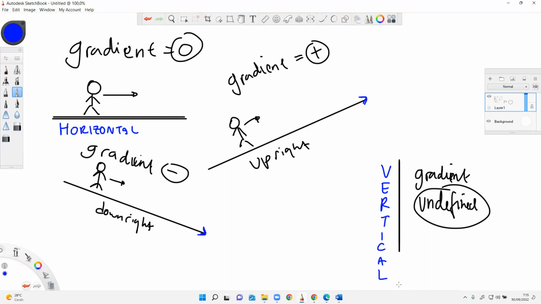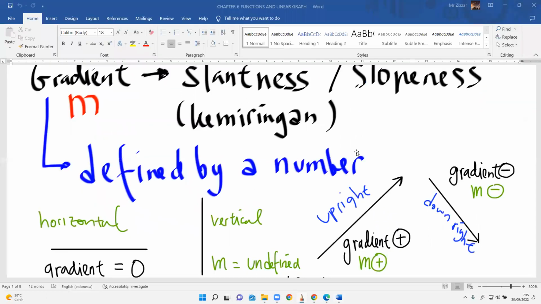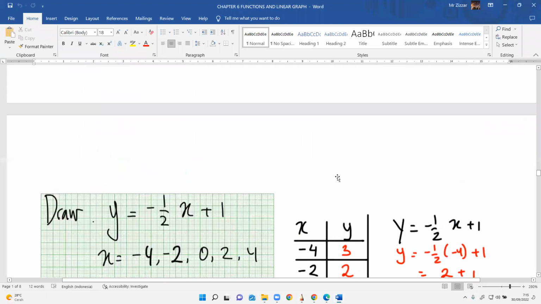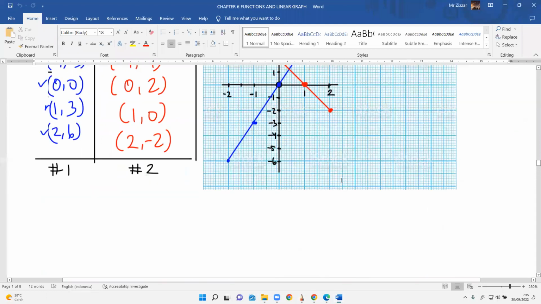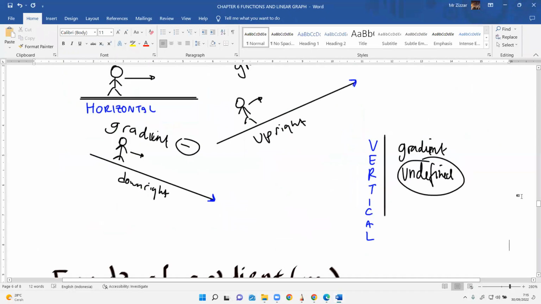Okay, or we can just use the Altman gradient thing. What is Altman gradient thing? I'll show you how. Okay, I will copy this first. So I taught in the previous class like this: horizontal gradient 0, vertical undefined, upright gradient positive, downright gradient negative. So I'll add extra understanding here.